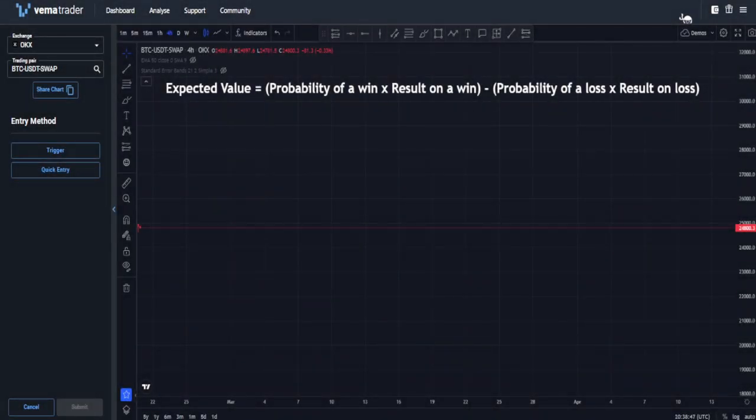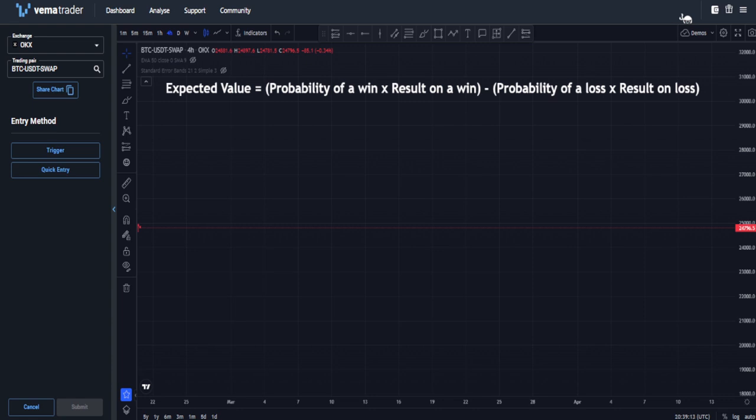Righto, so what is expected value? Well, to cut a very long story short, expected value is a single number that tells you your expected return every single time you place a bet or take a trade. So in this first video, I'm just going to talk about it in terms of the gambling context, because it's kind of the easiest way to wrap your head around it, I believe. And then in the next video, I will talk about how it applies in the trading context.